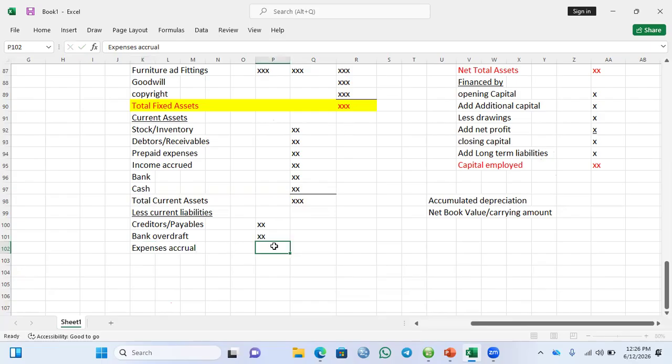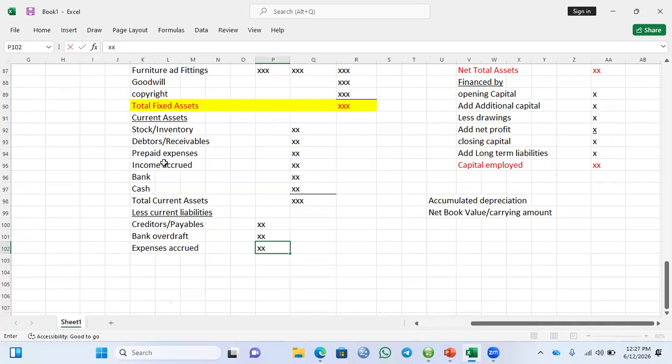So you see, this one, it means that you have incurred the expense, but you haven't paid. Like you have taken the room of the landlord, but you haven't made any payment for the rent. It means you are owing, and all owings are what? Liabilities. So expenses accrual or expenses accrued is the opposite of prepaid expense, right? Expense accrued. Good. So that one will come here.